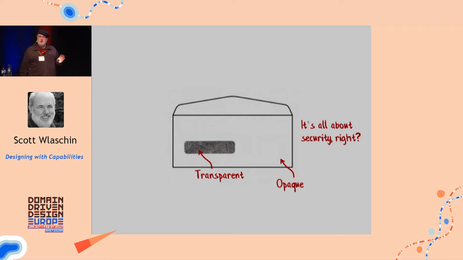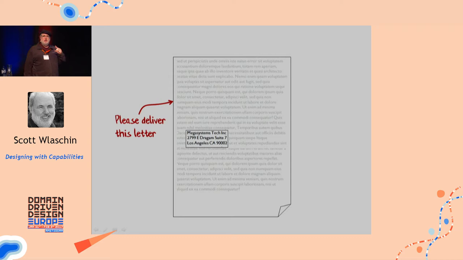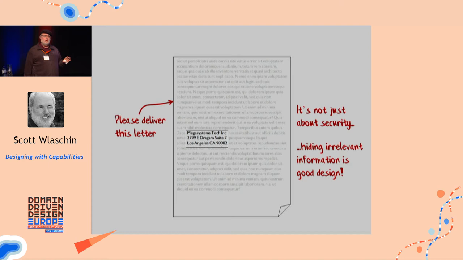But let me give you a sort of counterexample. Let's say that I have a letter like this, and I really don't care whether you read it. It's like an open source letter. And I ask you to deliver it for me. Now, it's very hard for you to deliver it because you don't know where to send it, right? There's a lot of information on this sheet of paper. But on the other hand, if I put a mask over the sheet of paper, the address pops out, and the rest of the information is irrelevant. So this is not about security. This is about making the important stuff pop out and making the unimportant stuff disappear. That's design. Hiding unimportant information is one of the key principles of good design.